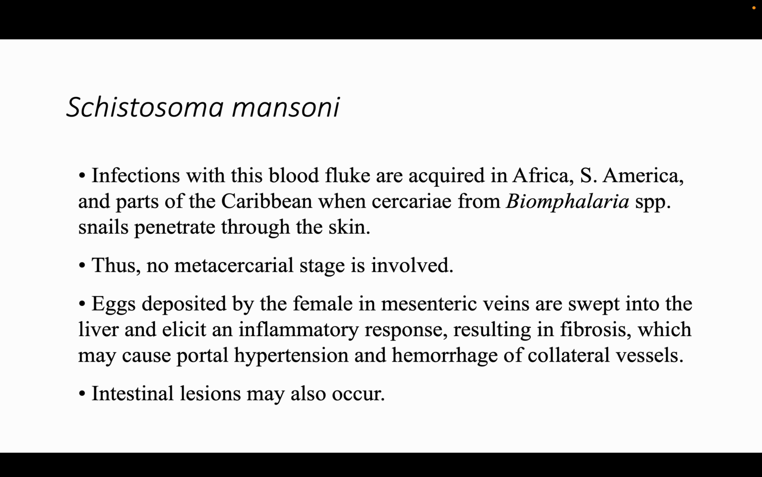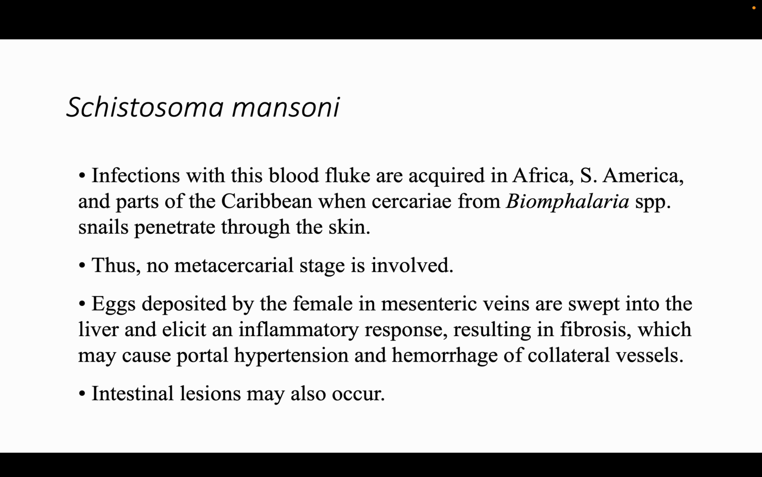As a reminder, one of the major differences of the blood flukes compared to the other types of trematodes is the fact that they do not have a metacercarial stage. So the cercaria is a primary transition stage to the adult worm, coming from the sporulation or the asexual stages of these blood flukes.